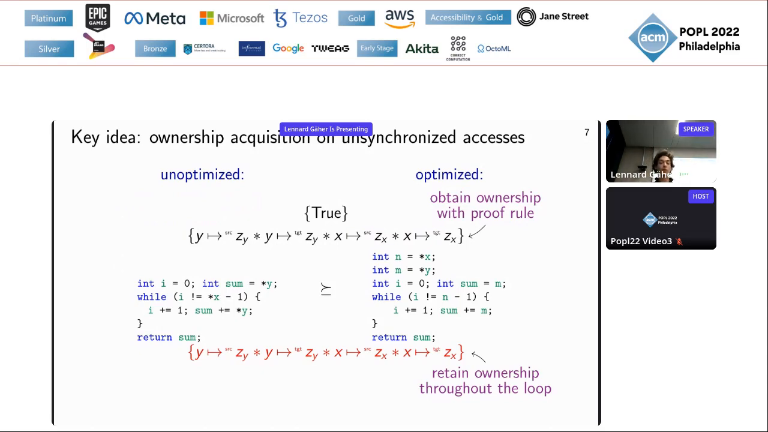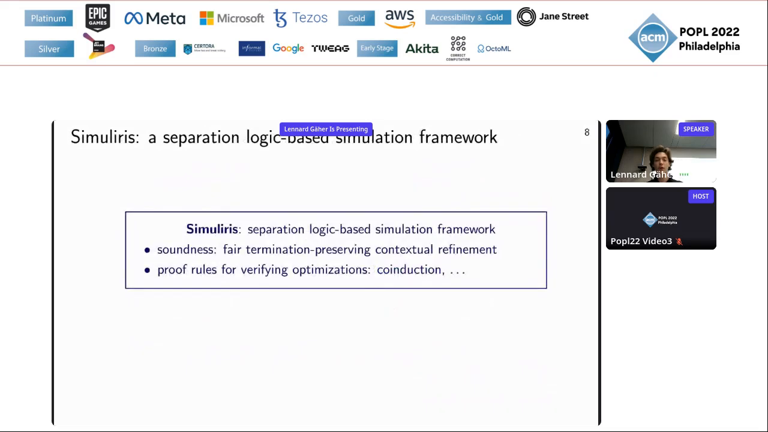Now, to implement this formally, we have developed Simuliris. Simuliris cannot just be used to verify data race-based optimizations, but rather is a language-generic simulation framework. And our simulation relation satisfies a strong soundness result, namely fair termination preserving contextual refinement. Simuliris provides many common proof principles, such as coinduction, and allows the derivation of domain-specific logics on top. And we have used it to develop two such logics.